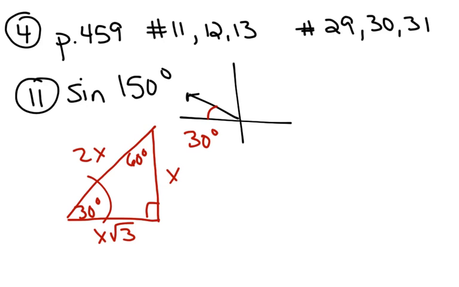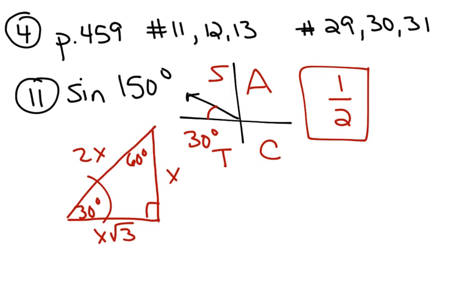So the sine of 30 has to be 1/2. And then you have to ask yourself, well, should the answer be positive or negative? Well, all students take calculus, and sines are positive in quadrant 2.